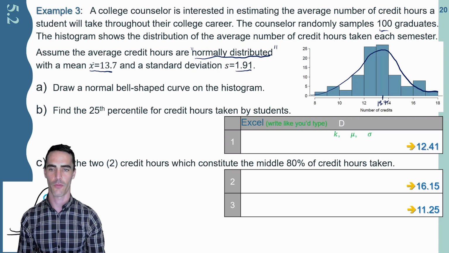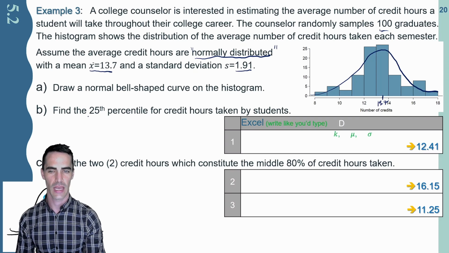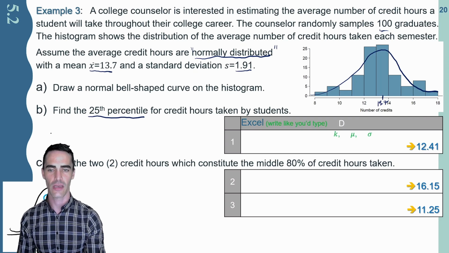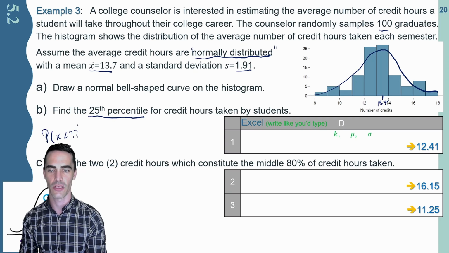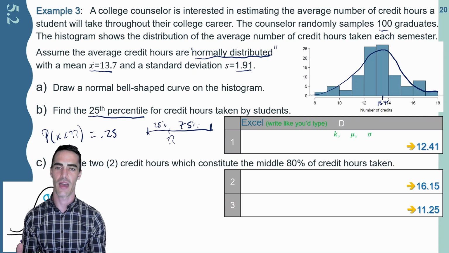Here's what tasks I want to perform. Find the 25th percentile of credit hours taken. Again, 25th percentile, very friendly. That's asking for the probability that x is less than some number we're not sure is equal to 0.25. Then when I draw up my data, I'm looking for a line in the sand that 25% of data is below that point and 75% of data is above that point.